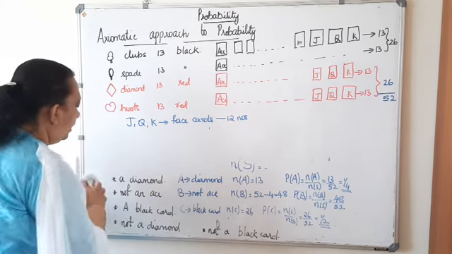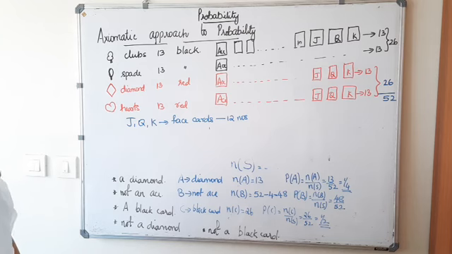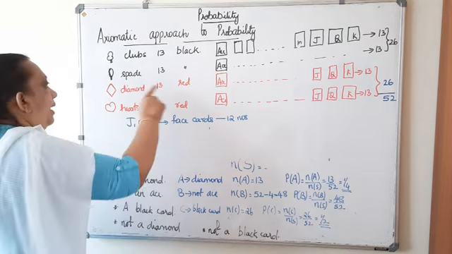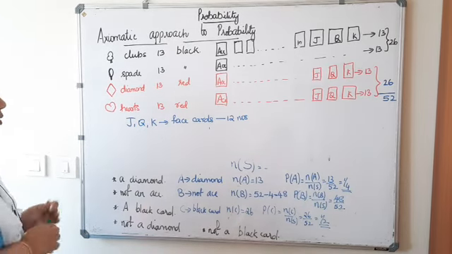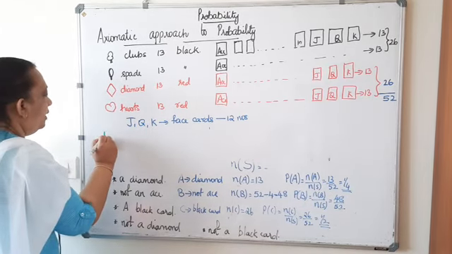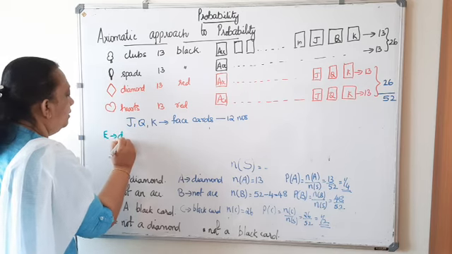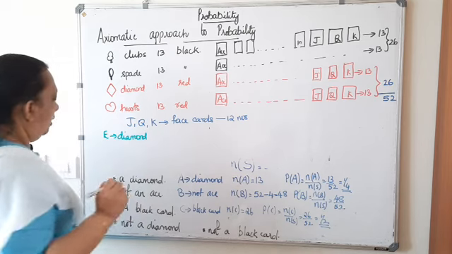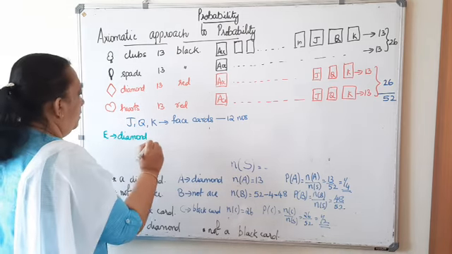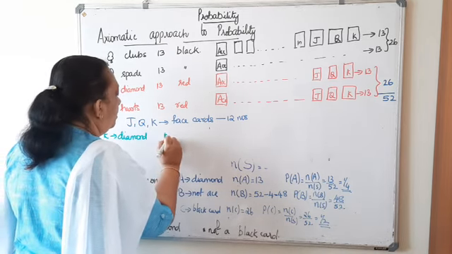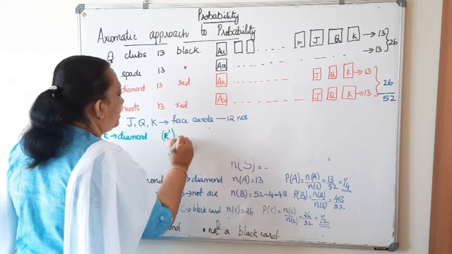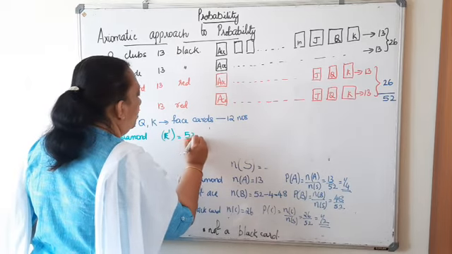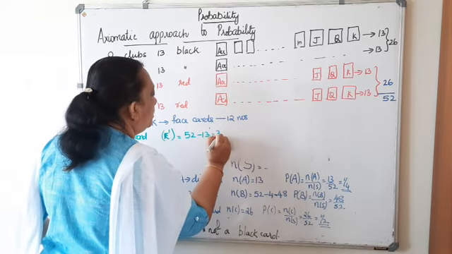Drawn card is not a diamond. Not a diamond means it should not be from the diamond. In diamond, there are 13 cards. So let us say E be the event of getting a diamond card. E complement is equal to not a diamond. That means 52 minus 13 is equal to 39.